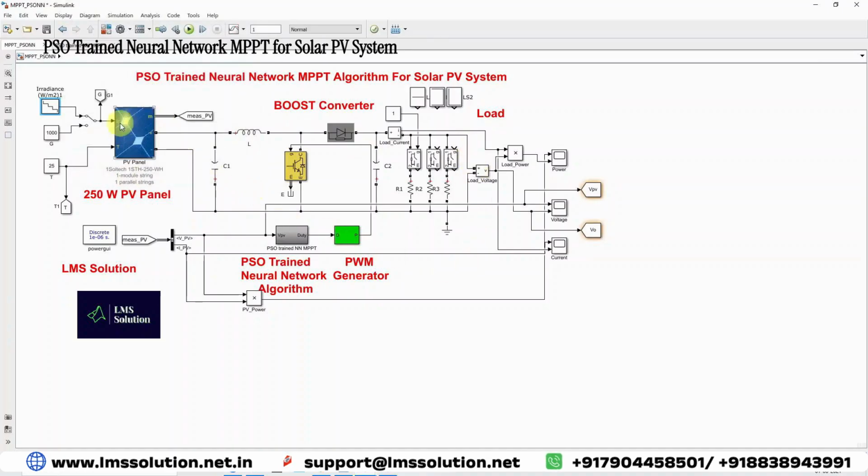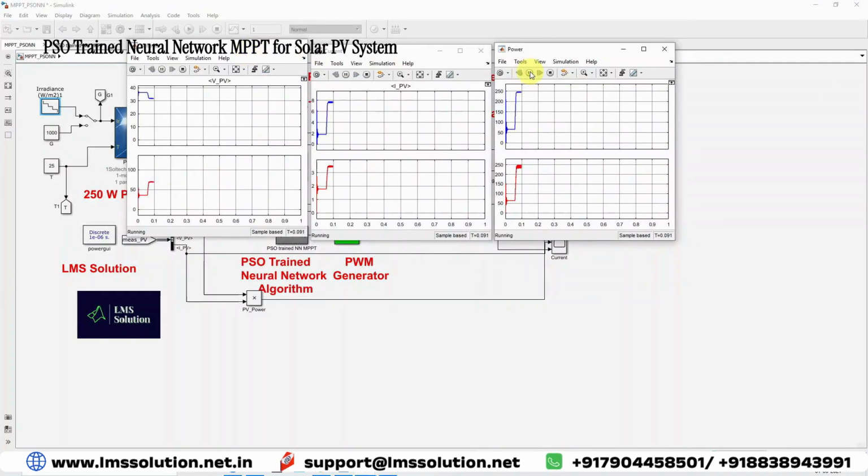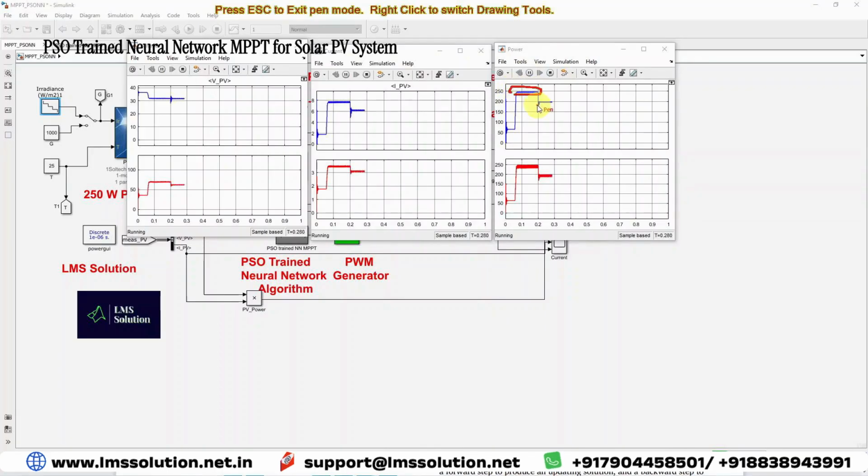If the irradiation is changed, this PSO trained neural network MPPT should extract the maximum power for the particular irradiation and temperature condition. So you have to check the performance of this system with the changing irradiation. For 1000 watts per meter square, it extracts a maximum power of 250 watts. For 800, it extracts around 200 watts. For 600, around 150 watts. For 400, around 100 watts. For 200, around 50 watts.